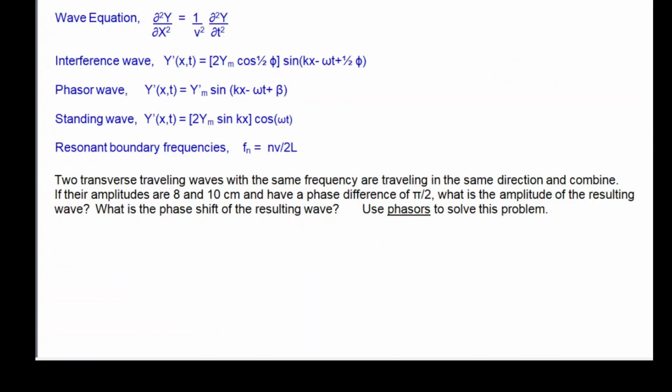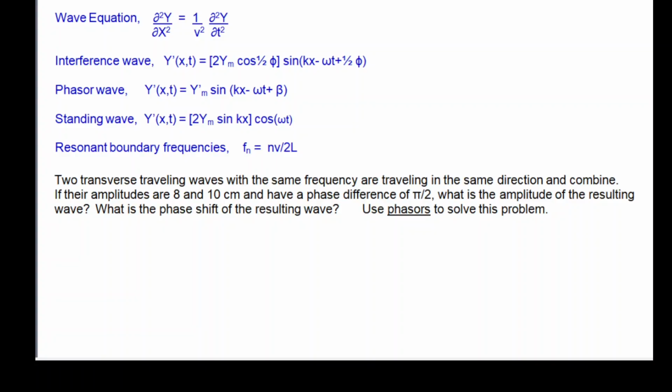Okay, here's a problem where we're going to use phasors to solve it. Two transverse traveling waves with the same frequency are traveling in the same direction and combine. If their amplitudes are 8 and 10 centimeters and have a phase difference of pi over 2, what is the amplitude of the resulting wave? What is the phase shift of the resulting wave? Use phasors to solve this problem.